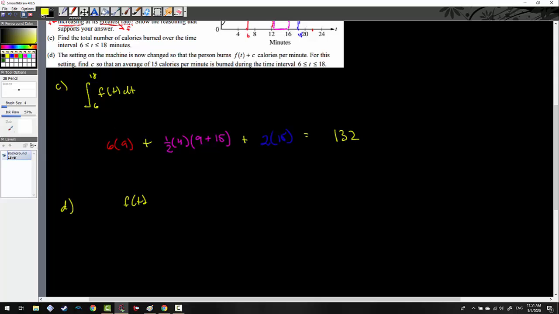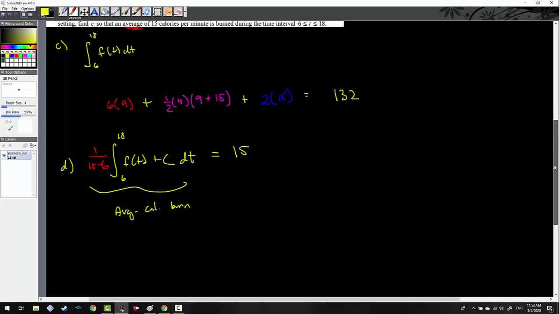We know that it's f of t plus c. We know that this is the new function of our machine right here. Well, I'm going to try and find out the total number of calories burned from this new setting here. I know it's going to be 6 to 18. But what makes this problem accessible is the word average. And I know that average means 1 over b minus a, which is 1 over 18 minus 6, times the integral of the function dt. Remember, this expression here is giving me the average calorie burn, and I want that average calorie burn to be 15 calories per minute.